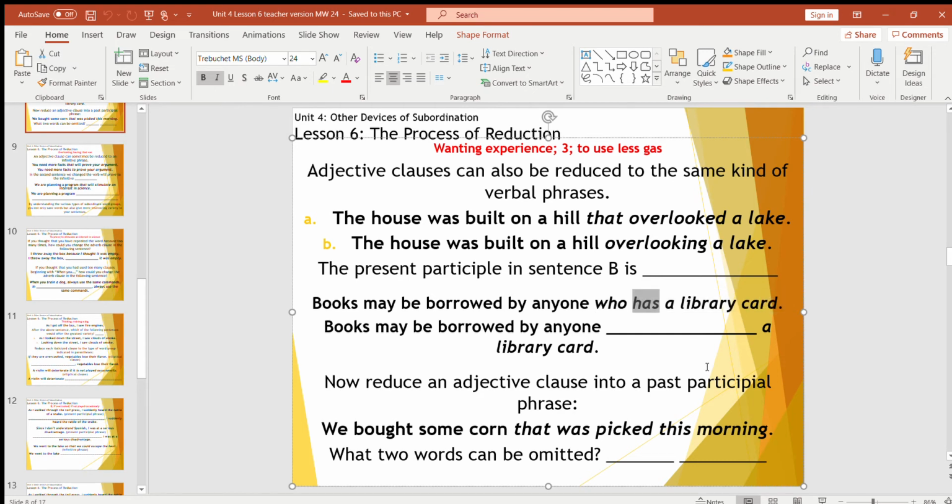Has becomes what -ing word? Not hasing, but having a library card. Okay, so let's reduce an adjective clause into a past participle phrase.